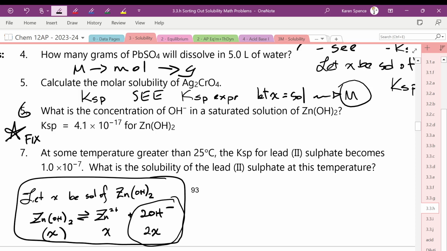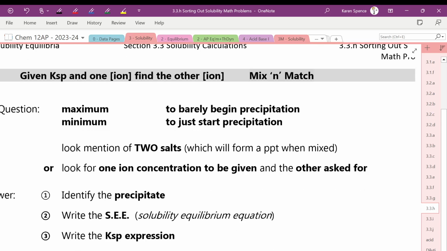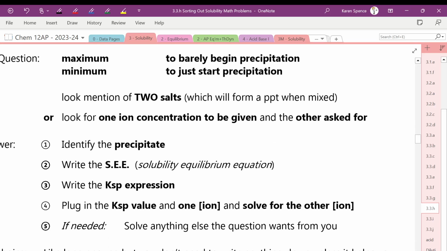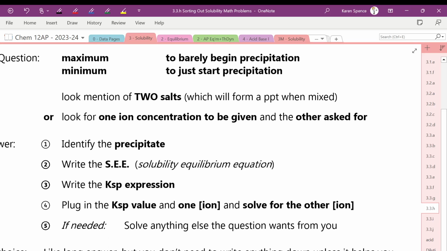Is that good? Okay, so we've got solubility KSP, we've got KSP2 solubility. Type 3, maximum and minimum problems. Do you remember in maximum minimum problems, are they dump and stir or are they mix and match? Mix and match. So you will not expect the concentrations to be equal to one another. And in this one, because you're given 2 compounds, you will need to identify the precipitate.